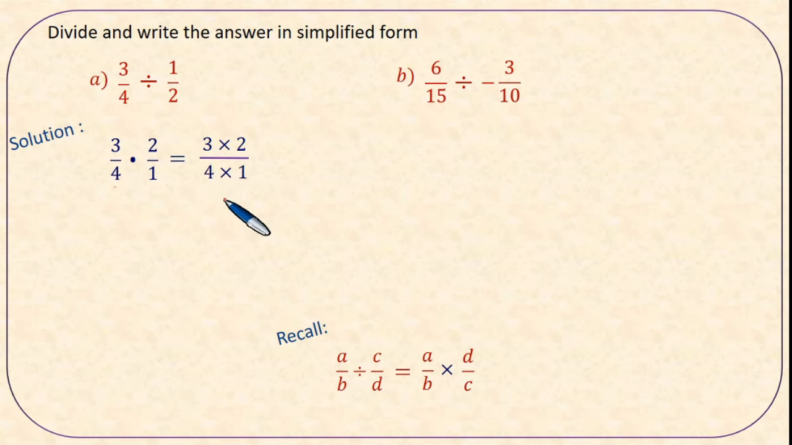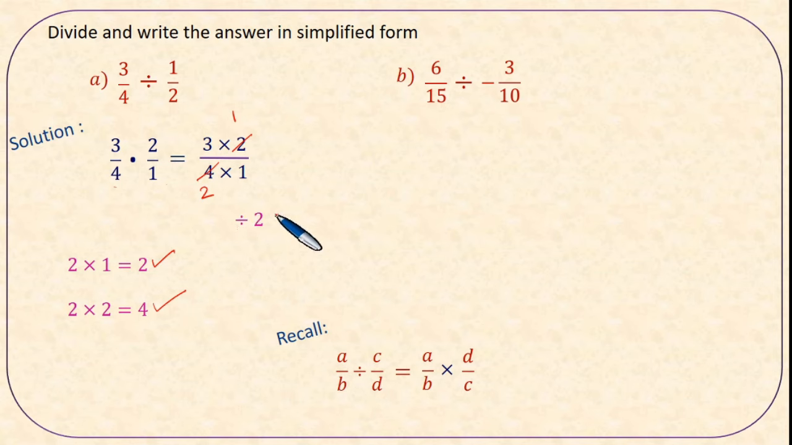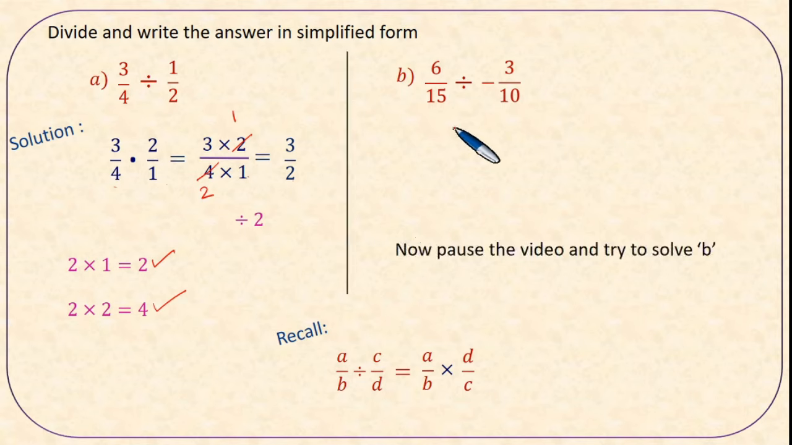Now check, is it possible to simplify it anywhere? Can we simplify this 2 and 4? Yes, we can simplify with 2. It goes in 2 table. That is 2 ones are 2 and 2 twos are 4. So here I can cancel 2 ones and 2 twos are 4. So this is equal to, I will get 3 times 1 is 3 and 2 ones are 2. 3 over 2. So now pause the video and try to solve the answer for B.